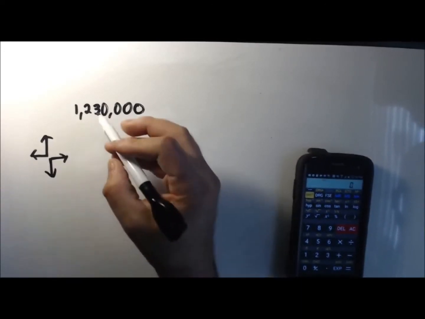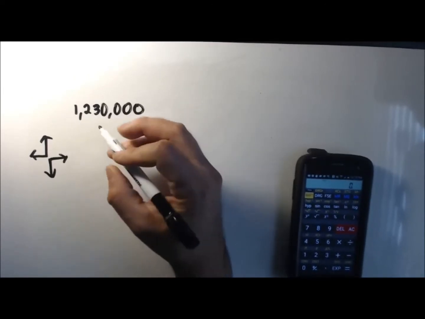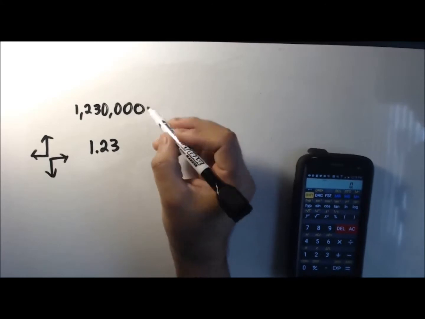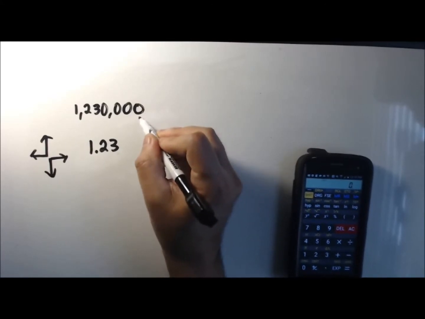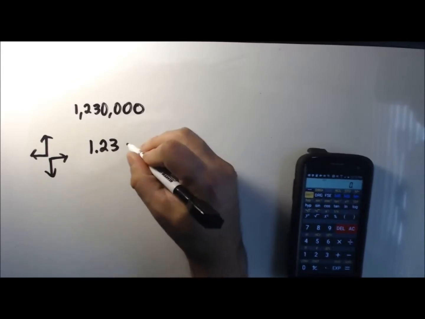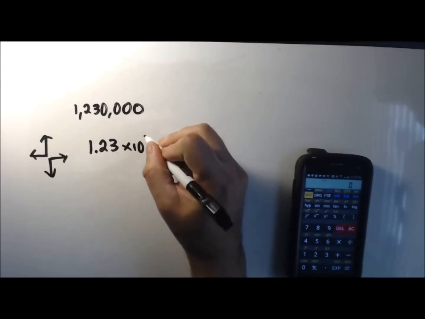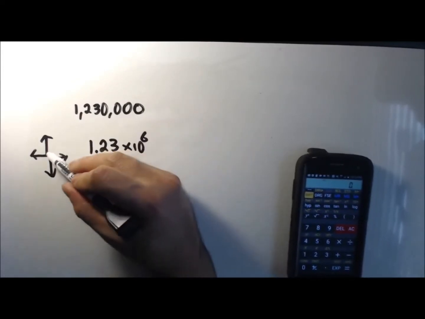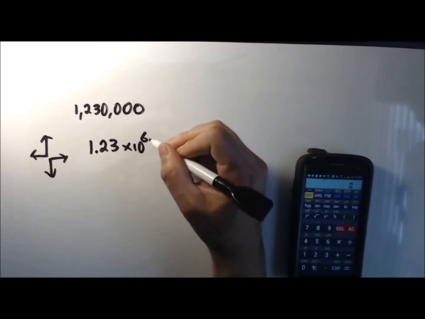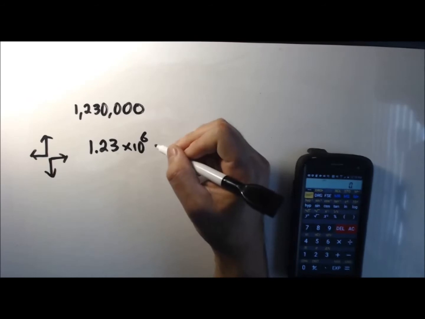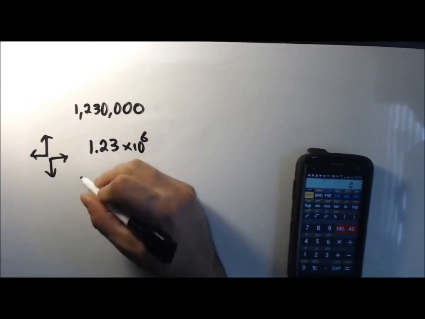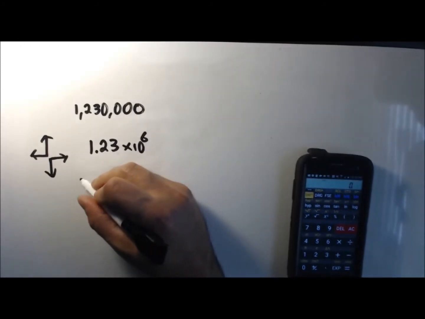So what I have to do here is get the number written between 1 and 10. In that case, it's going to be 1.23. In order to do that, I had to move the decimal 1, 2, 3, 4, 5, 6 places. So that's times 10 to the 6th. And since that was to the left, that's up, that's positive, so that's 1.23 times 10 to the negative 6.